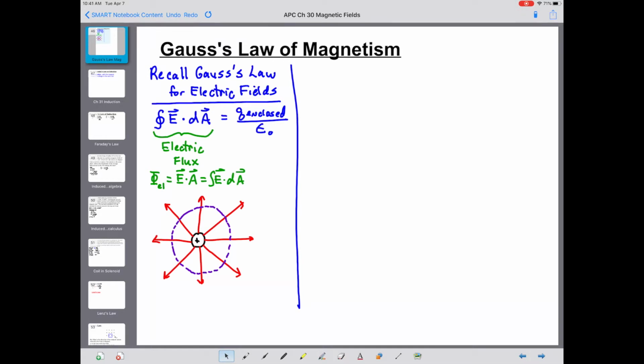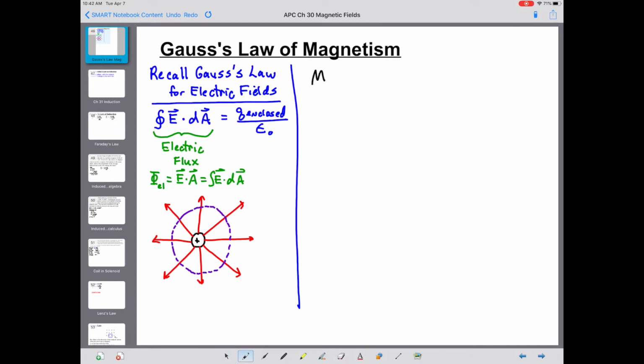That E dot dA is electric flux, whether we write it in algebra form, phi equals E dot A, or in calculus form, integral of E dot dA. It only became a closed integral when we applied it to a Gaussian surface for Gauss's law. And you've got a picture there of an electric field from a positive charge and a surface.